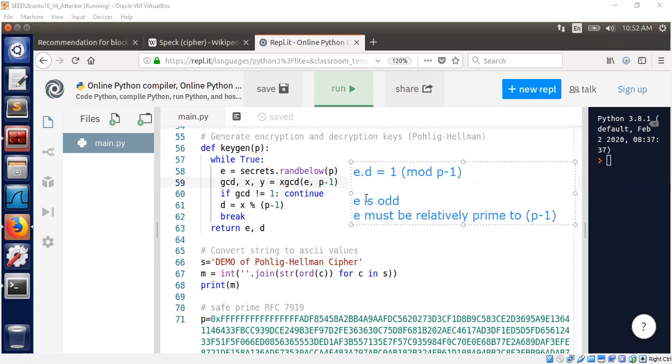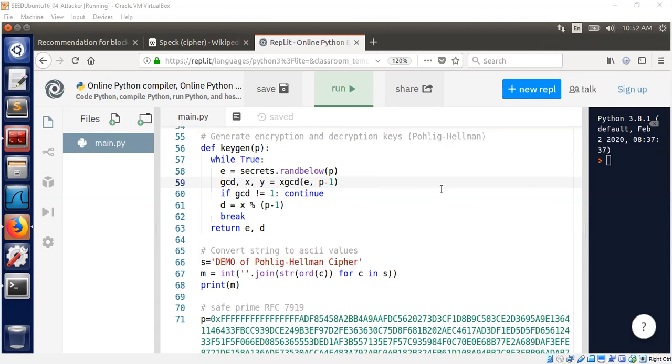So this is what the key generation algorithm does. It picks a random E and then figures out whether it is relatively prime to p minus 1. If it is, then it knows how to find the decryption exponent D. That's the part you're seeing here, and that's all. Once you have this, you have generated the keys. Otherwise, you throw away the old E and keep trying until it finds a good E and D, which is very quick. That's one of the reasons why we are working in a prime group, Z_p star.